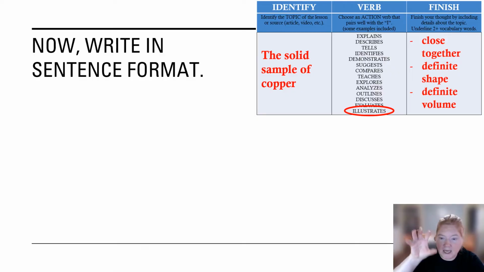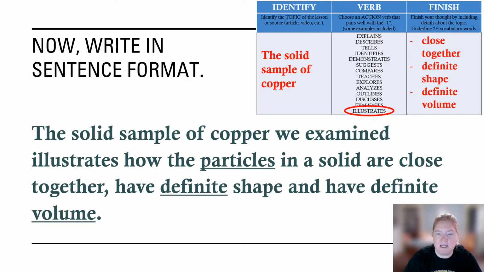Now I take that tool and I use it to write it in sentence format. So here's an example. The solid sample of copper we examined illustrates how the particles in a solid are close together, have definite shape, and have definite volume. And I underlined, remember, a minimum of 2, but I underlined some vocabulary words that are relevant and content specific.